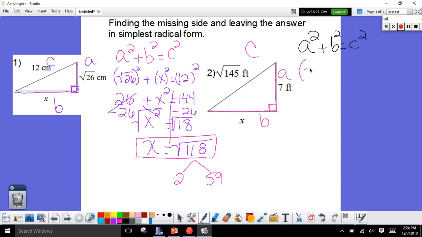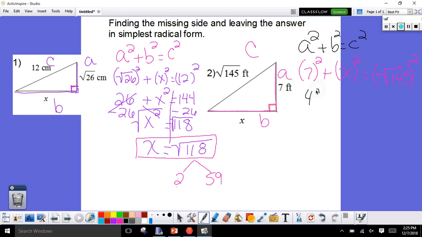Instead of A, I'm going to use the 7. I'm going to put 7 squared plus the B is going to be x squared. The C is going to be the square root of 145, squared. Let me do that again because you can't really see it. So I'm going to erase it, and now we're going to put the square root of 145 squared. I'm going to change color because it's really hard to see with the pink. So I'm going to do this in black.